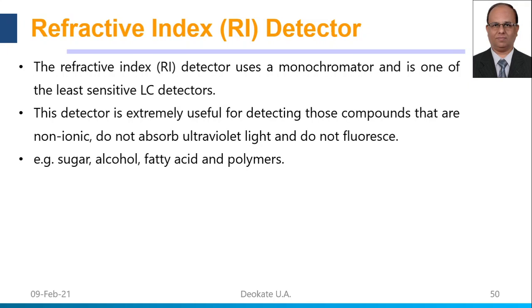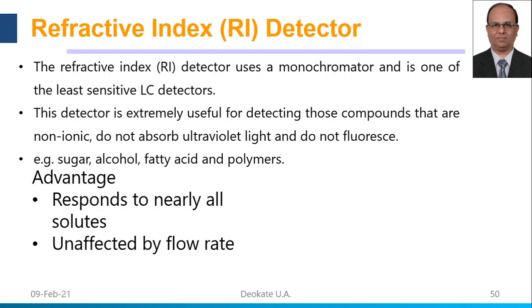It uses a monochromator and is one of the most sensitive LC detectors. This detector is extremely useful for detecting compounds that are non-ionic, do not absorb ultraviolet light, and do not fluoresce. Examples of such substances are sugars, alcohols, fatty acids, and certain polymers. So they can be detected by using an RI detector. It has the advantage that it responds to nearly all solutes because it is a bulk sensing detector.